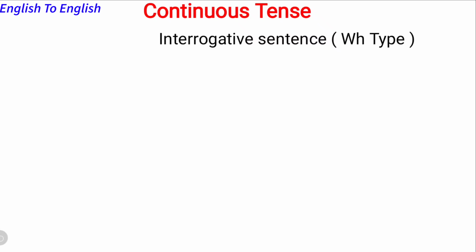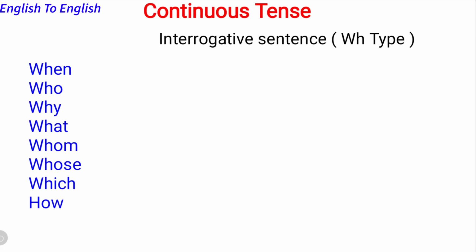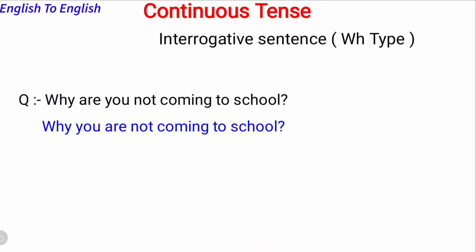In WH type, we know that there are some question words like when, who, why, what, whom, whose, which, and how. There are many words actually, and these are known as question words or WH words. Whenever we use these words in our question, it is known as WH type, and for these types of questions we can't answer in just one word. We have to explain the reason, we have to explain everything as per the question. Okay, let's see some examples.